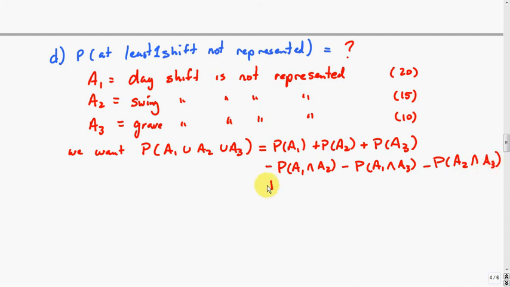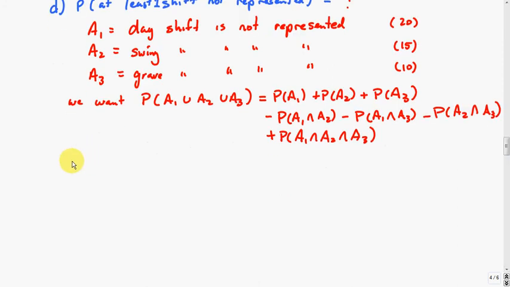So A1 and A2 minus the probability of A1 and A3 minus the probability of A2 and A3. And then finally we have to add in the probability of the intersection of all three, A1 and A2 and A3. So we got to figure out all these parts. And we'll do that one at a time. It's not as bad as it looks. So we want to figure out the probability of A1. And that's the probability that the day shift is not represented. So another way of saying that would be everybody comes from swing or graveyard.